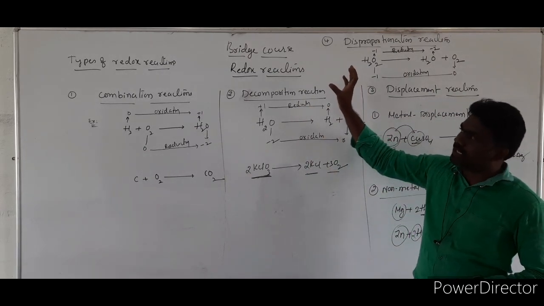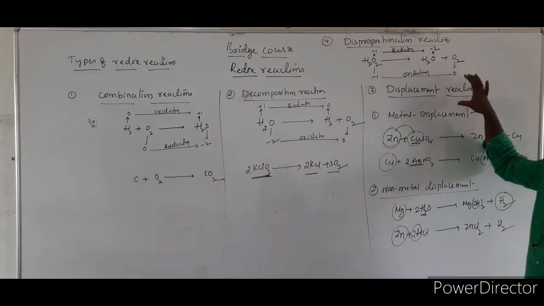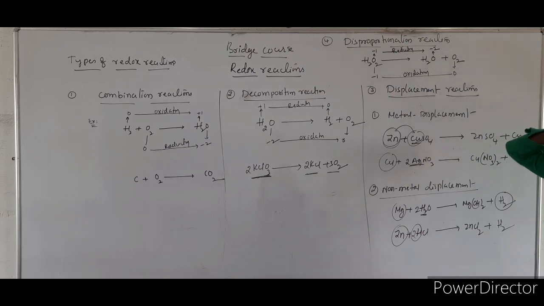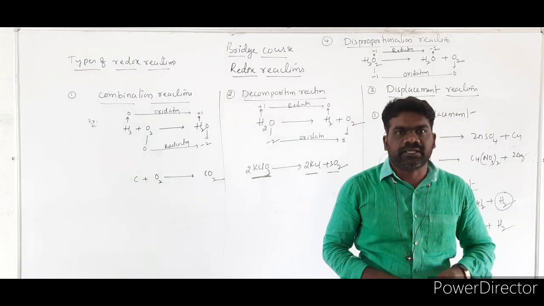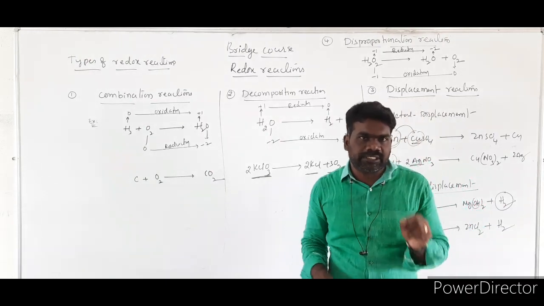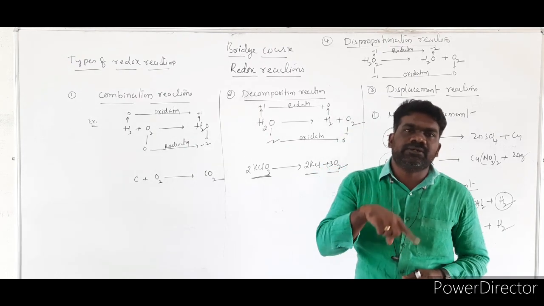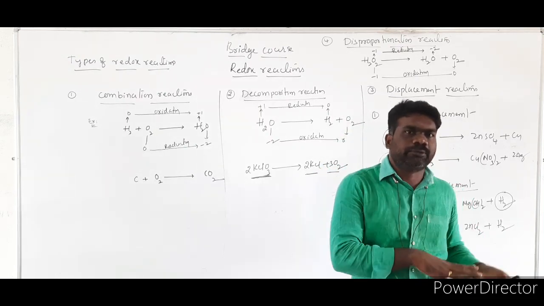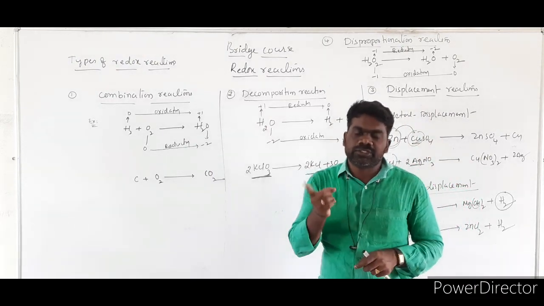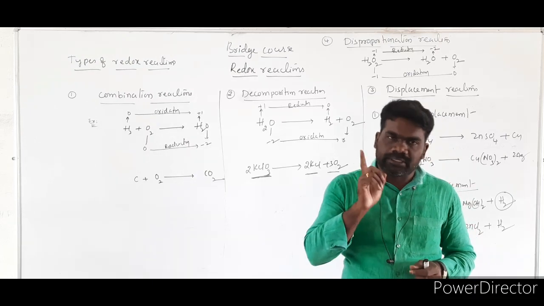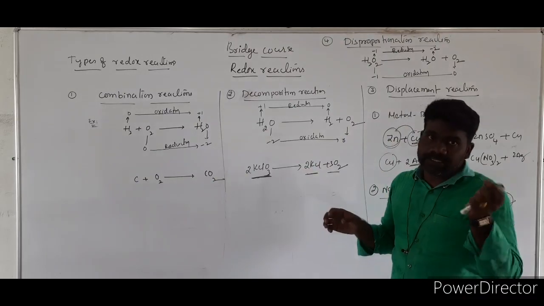So these are the types of redox reactions. Redox reactions are of four types: combination reactions, decomposition reactions, displacement reactions, disproportionation reactions. Let us recall what we have learned so far: what is oxidation and what is reduction. Addition of oxygen is oxidation, removal of hydrogen is oxidation, or increase in oxidation number is oxidation. The opposite is reduction: removal of oxygen is reduction, addition of hydrogen is reduction, and decrease in oxidation number is reduction.